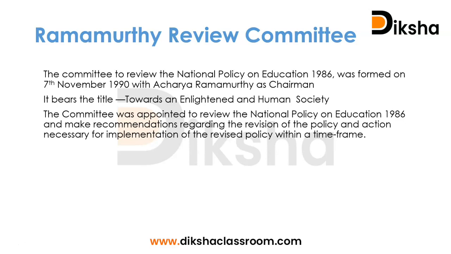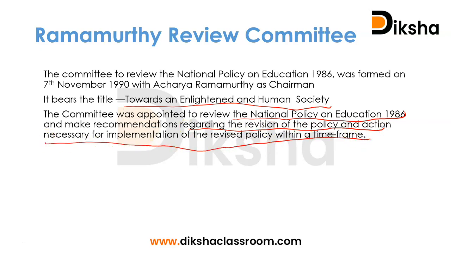The committee's report bore the title Towards an Enlightened and Human Society. Okay, how to promote education so as to bring about an enlightened and human society was the title of the committee report. The committee was appointed to review the National Policy on Education 1986 and to make recommendations regarding the revision of the policy and the action necessary for implementation of the revised policy within a time frame. So it was appointed in 1990 to review the National Policy on Education of 1986 and to make recommendations regarding its revision, so as to have a better policy of education in the future. So that's all about the different national policies on education and the Ramamurti Review Committee.